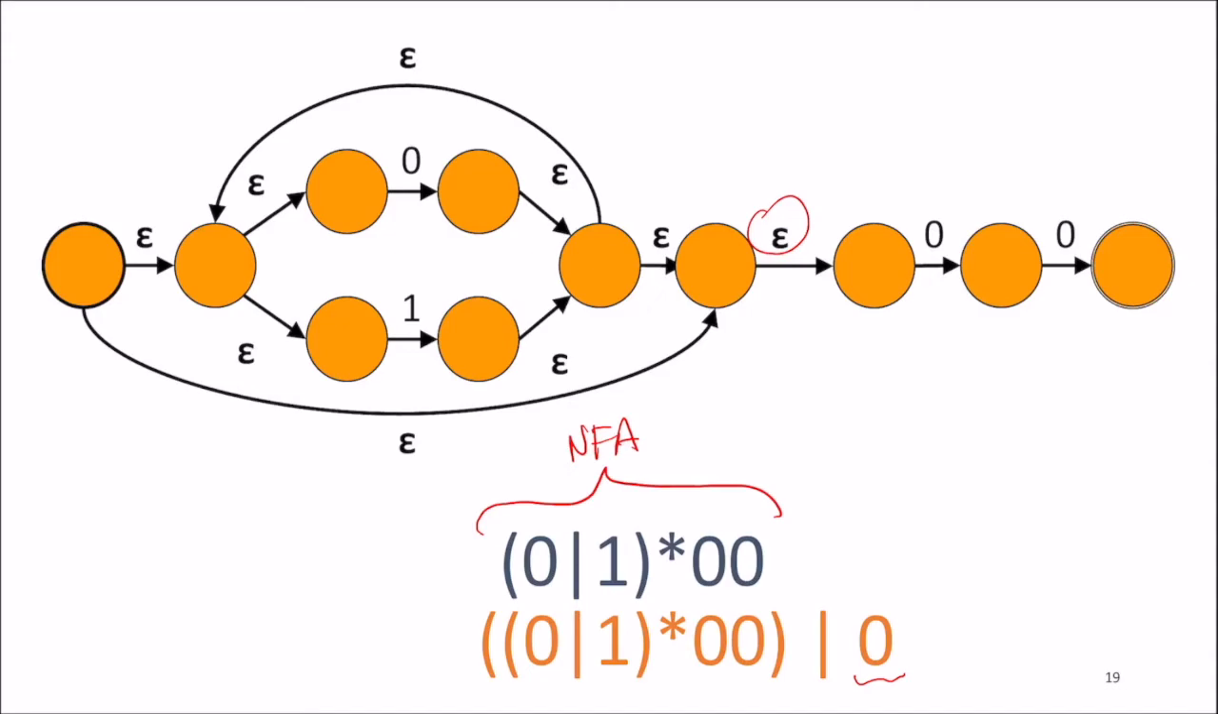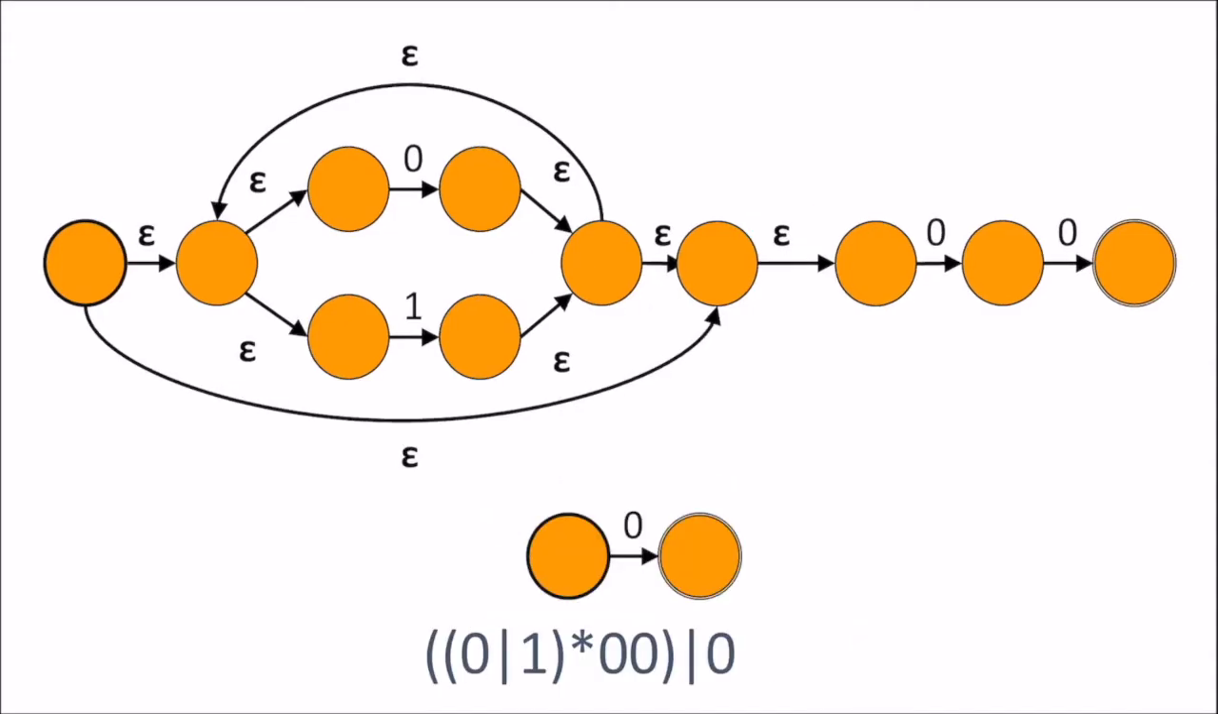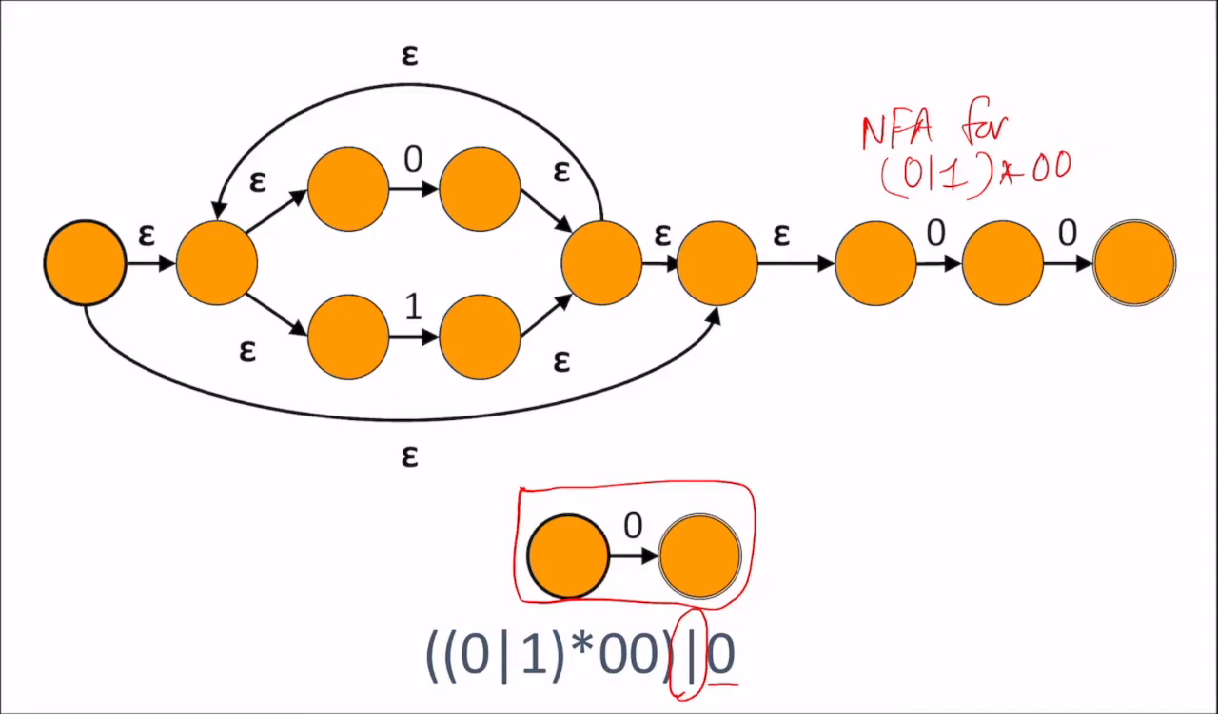Now the only thing left is this lonely 0 over here. The NFA for this 0 is shown here, right? This is the NFA for 0. Now we can connect these two up using the alternation, so we're going to have to do the OR. So it's either this NFA over here, the NFA for 0 or 1 star 0 0, or this NFA for 0, and I just want to put an alternation between them.